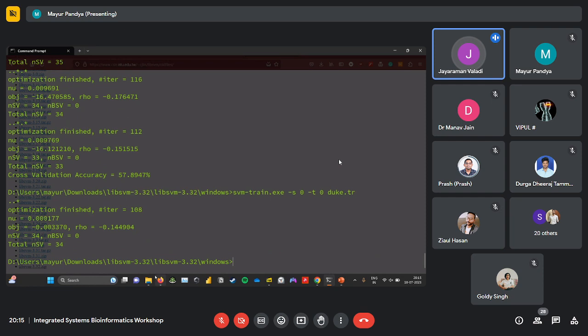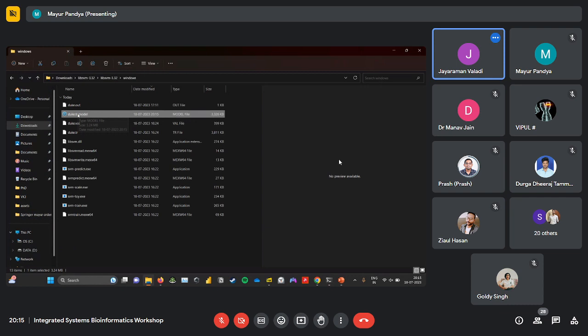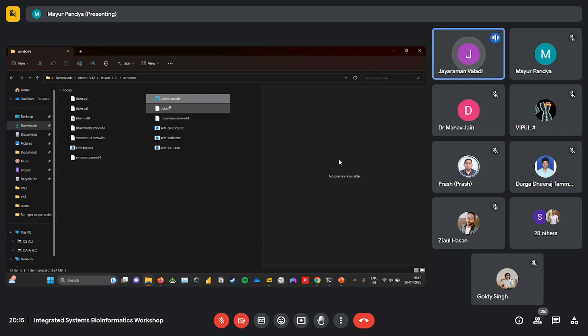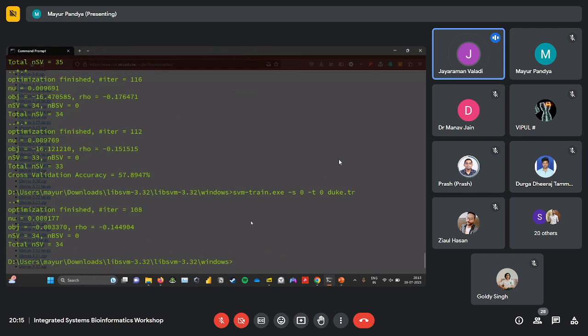Yes, we have a model here which has now come. This model will be used to test the validation data. Let us try how to do it. Mayur, you will now predict. With the built model, we will predict the class labels of new unseen data.